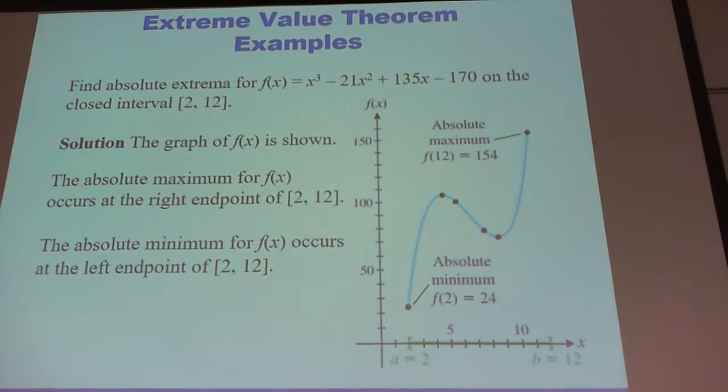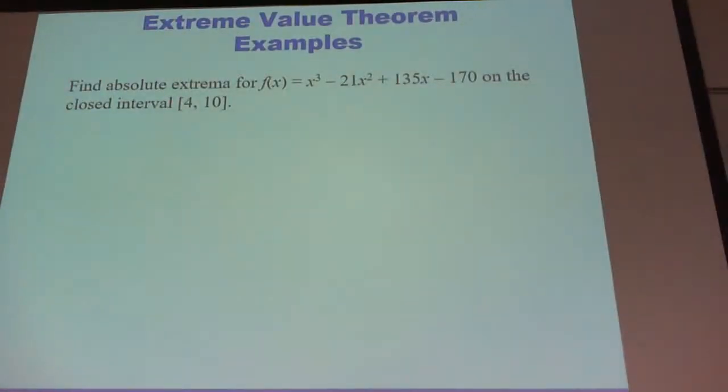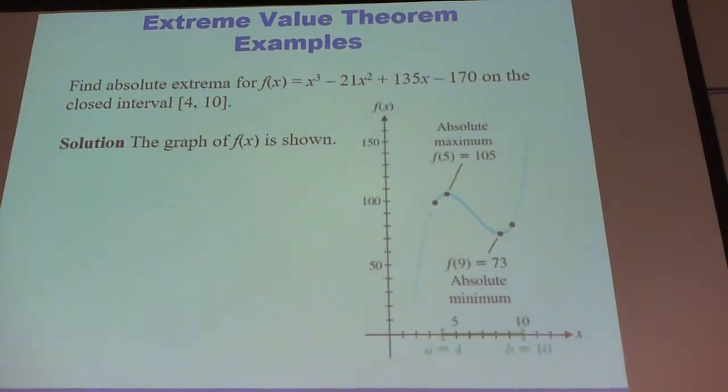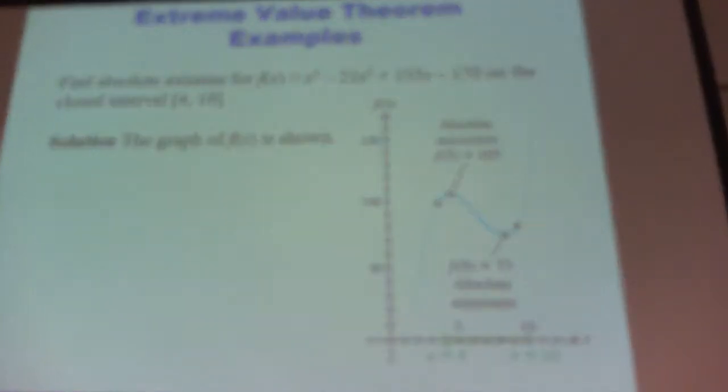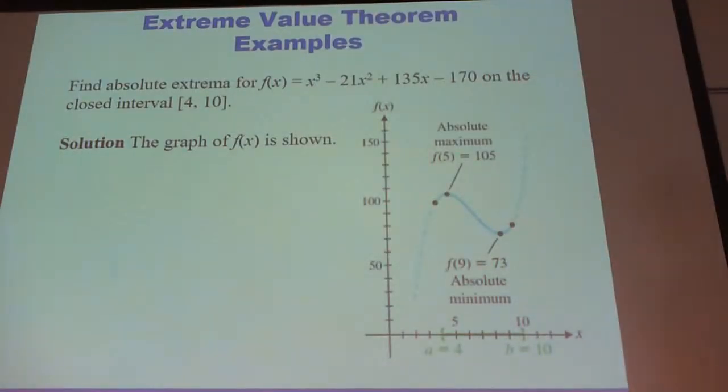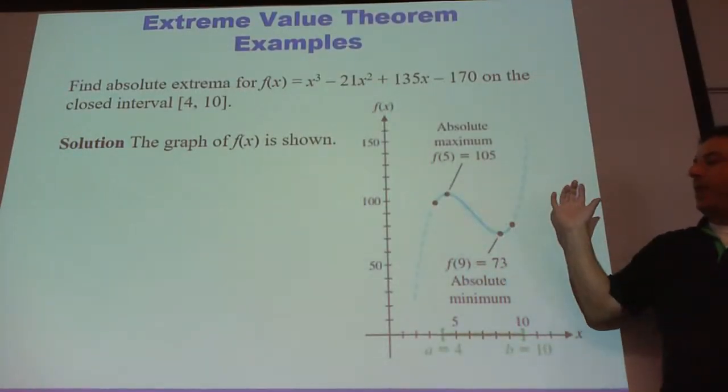And let's say the domain was 4 to 10. Okay? So we can go to our calculator and change, instead of 2 to 12, but 4 to 10. That's what we would do by hand. But here's what they have. Okay? If we changed it to 4 to 10, now the graph has changed.